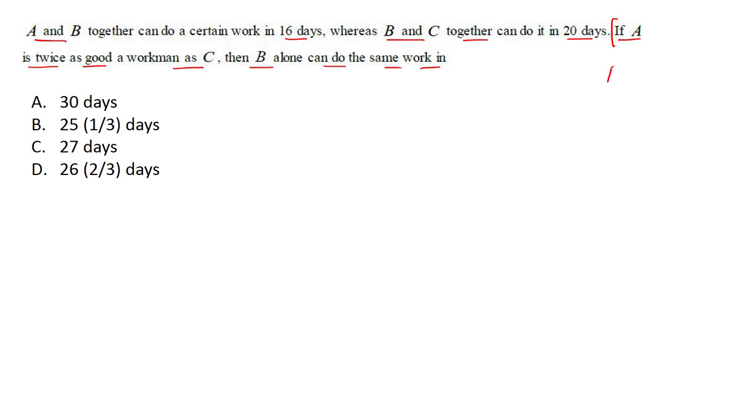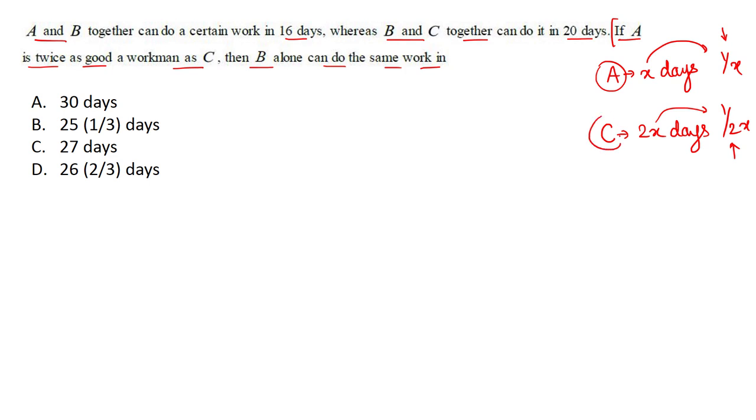So if A is going to take X days to complete the entire work alone, then C is going to take 2X days. Now we'll just invert it and we are going to get 1 by x. Now what is 1 by x and 1 by 2x? These are the 1 day works of A and C. Just on inverting you get the answer. It's very easy this way.